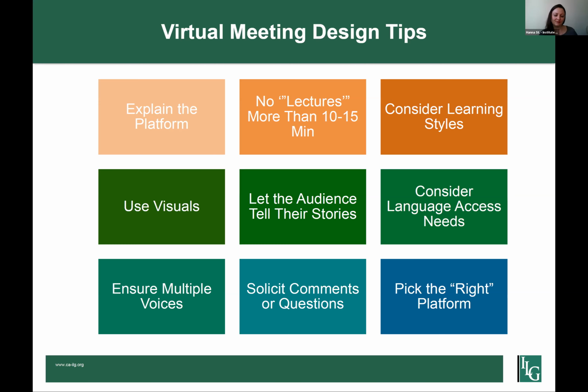And then lastly, we spent some time talking about this yesterday, but choosing the right platform. So again, thinking through what all of your needs are. Do you need translation? Do you need to be able to do breakout groups? Do you need to be able to have more control of the audience and when they speak? Making sure that you're really aware of what all of your needs are from a meeting design perspective before you jump into picking your platform so that you can make sure that it has all of the attributes that you need.